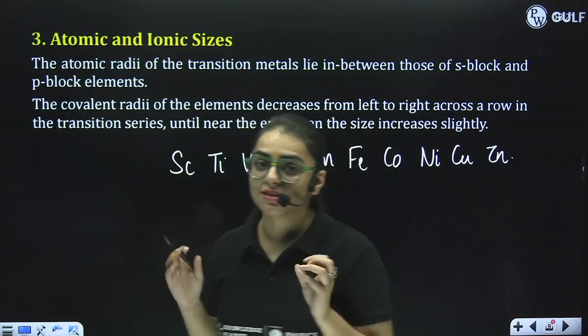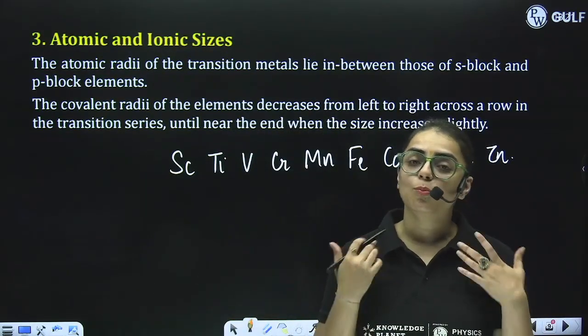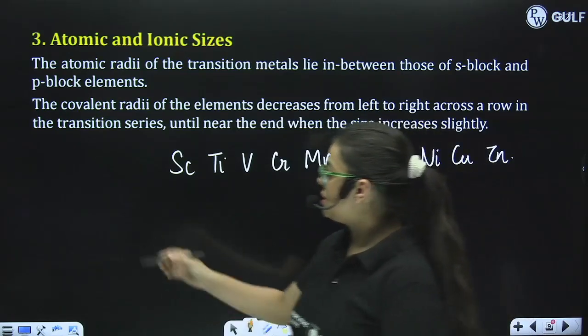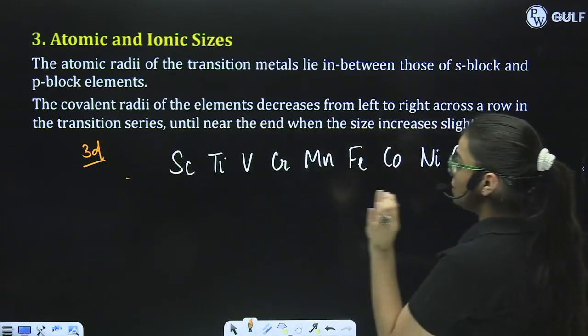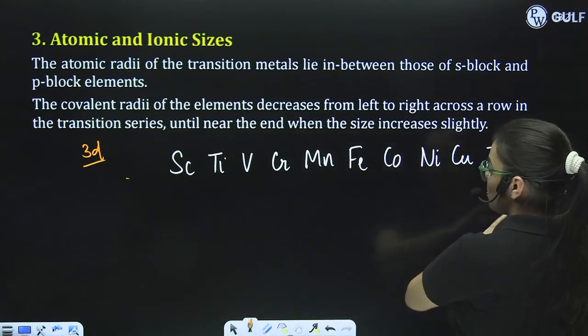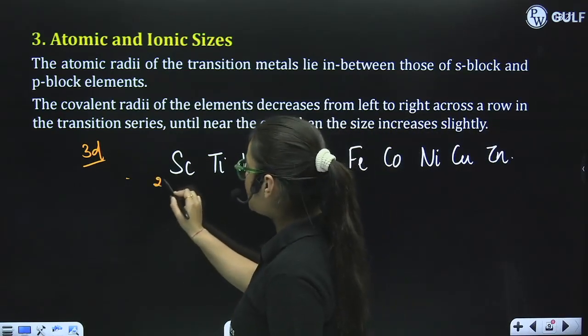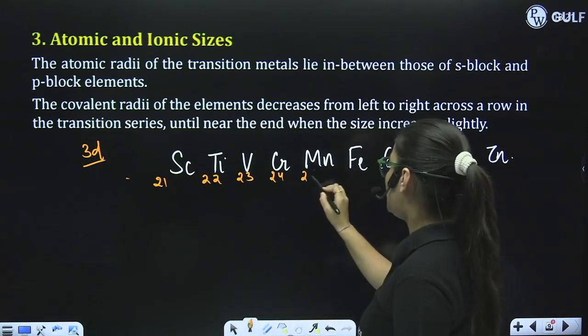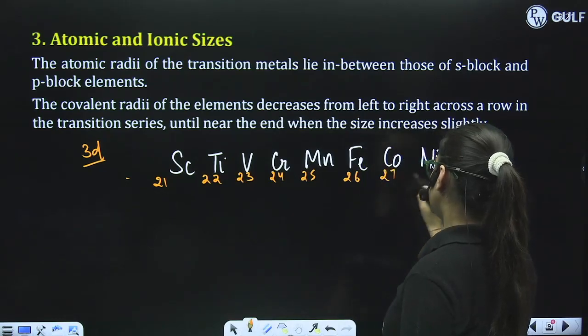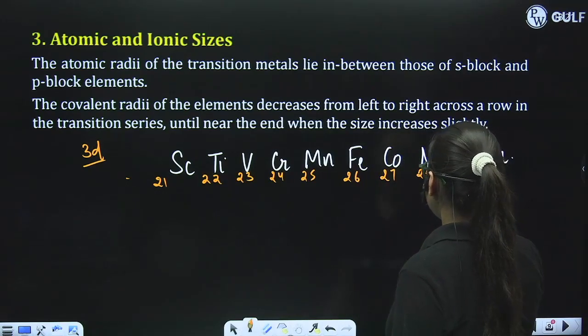We have atomic and ionic sizes. It's a very interesting and important part. So basically this is the 3d series, students: scandium, titanium, vanadium, chromium, manganese, iron, cobalt, nickel, copper, zinc. The atomic numbers are 21, 22, 23, 24, 25, 26, 27, 28, 29 and 30.